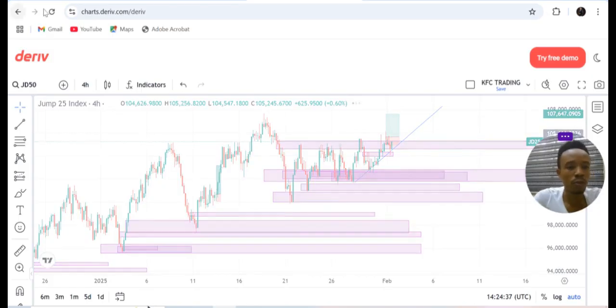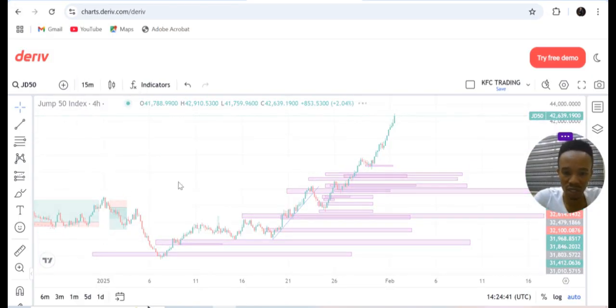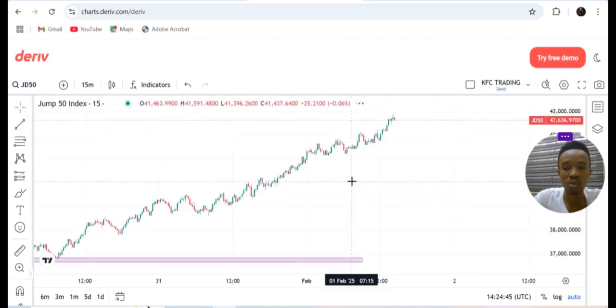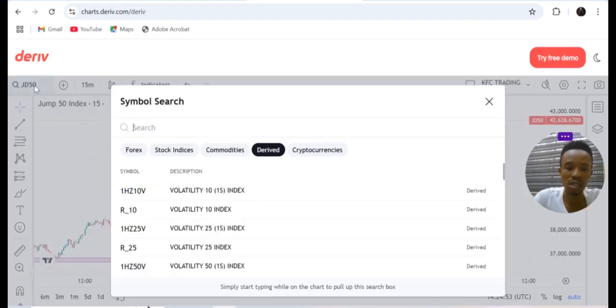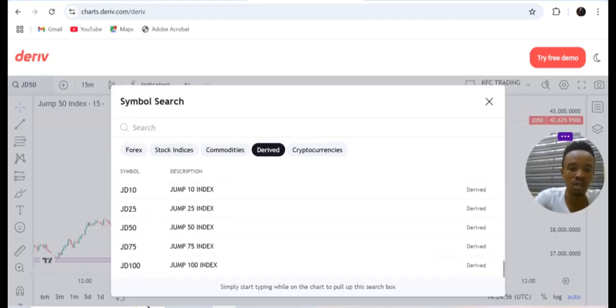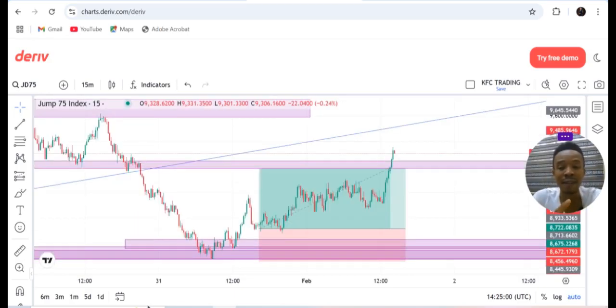Then we go straight to Jump 50. Jump 50 has been massively moving bullish. We didn't catch that, okay, so all we need to do is, it's made the all-time high for a while, and we just need it to give us a simple retracement and a bearish liquidity, which will let us know when to go bearish. But a massive bearish move is coming from Jump 50, so watch out for that.